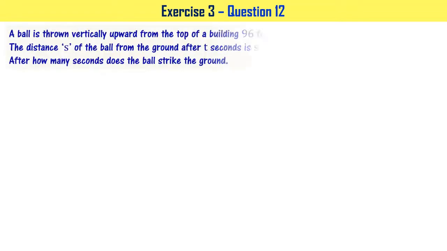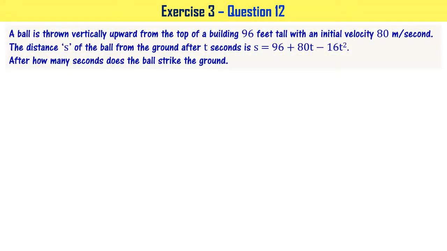Question number 12 is: a ball is thrown vertically upward from the top of a building 96 feet tall with an initial velocity of 80 meters per second. The distance s of the ball from the ground after t seconds is s equal to 96 plus 80t minus 16t square. After how many seconds does the ball strike the ground? This is the question given.